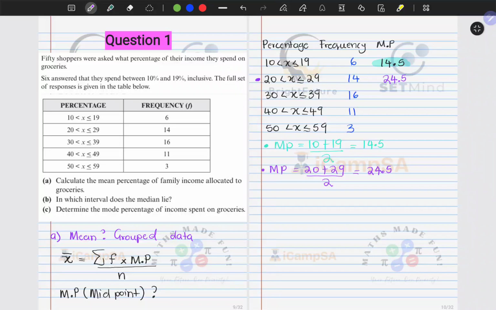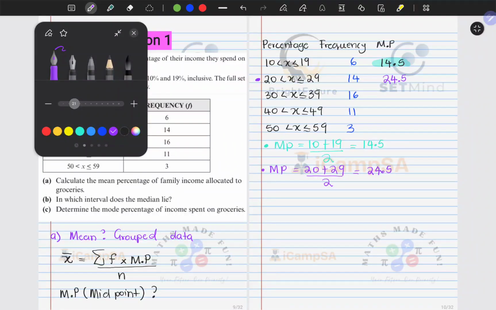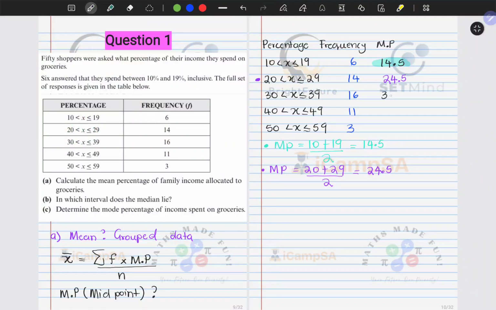Okay, then we go to the next one where you'll have 30 plus 39, and that should be divided by 2. And you will see that the answer which you end up getting is 34.5. Okay, so what I did there was just the midpoint, that is 30 plus 39 divided by 2, that gives you 34.5. Okay, then the next one, which is 40 plus 49, that is divided by 2.